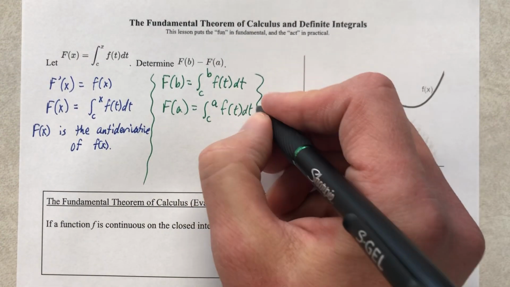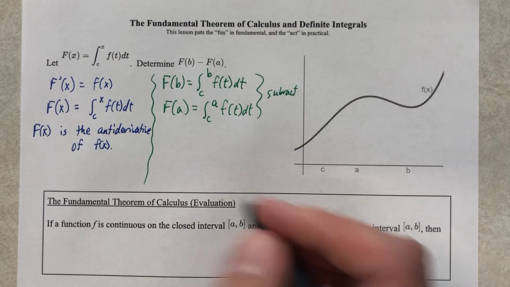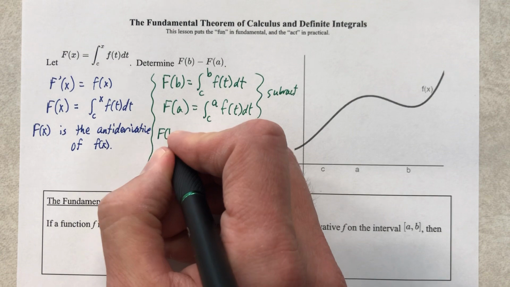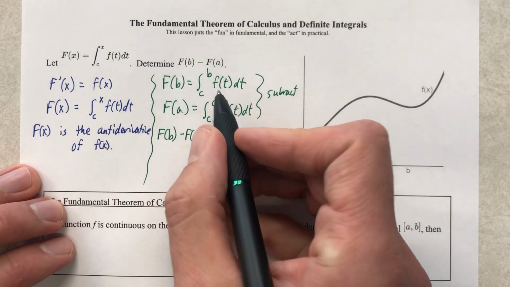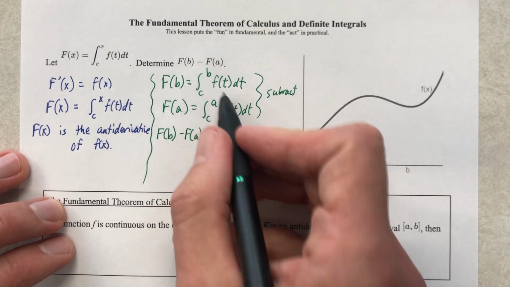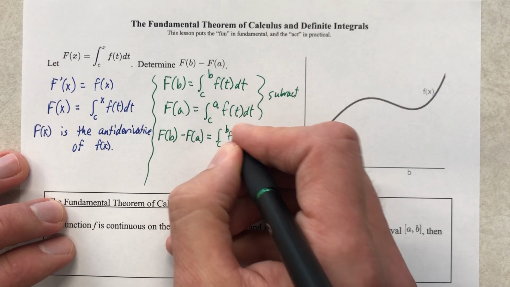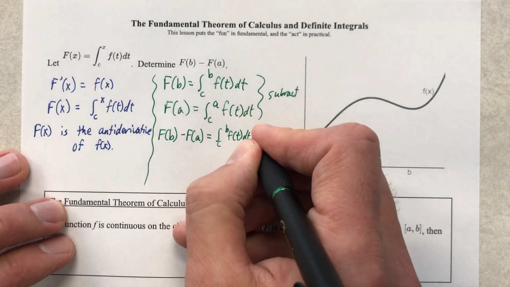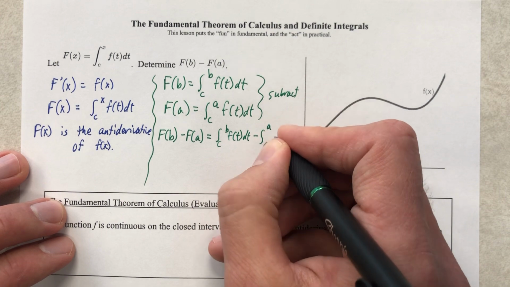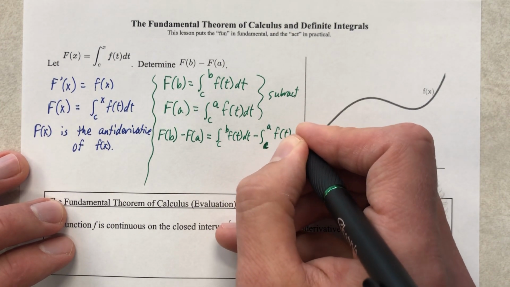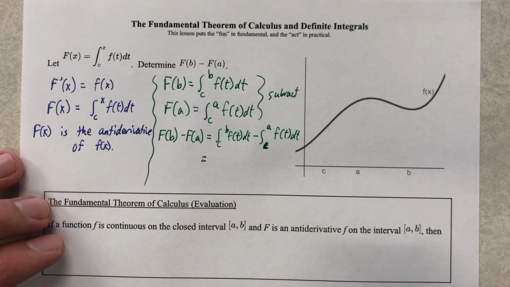We're going to just basically take these two things and subtract the first one minus the second one. So on this side, we're going to have capital F of b minus capital F of a. And that's equal to all this minus all that. We'll write that all down. So the integral from c to b of f of t dt minus the integral from c to a of f of t dt.